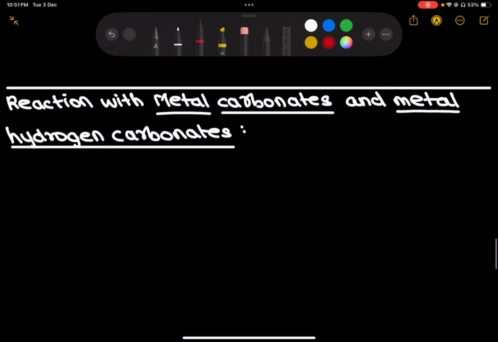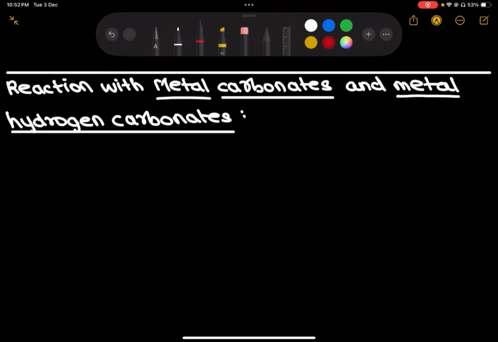Now we'll see the second reaction, which is reaction with metal carbonates and metal hydrogen carbonates. Okay, these hydrogen carbonates are also known as bicarbonates. So you might see bicarbonate, you might see hydrogen carbonate, depends on the examiner, correct? So hydrogen carbonates and bicarbonate, same thing. So what exactly happens, right?